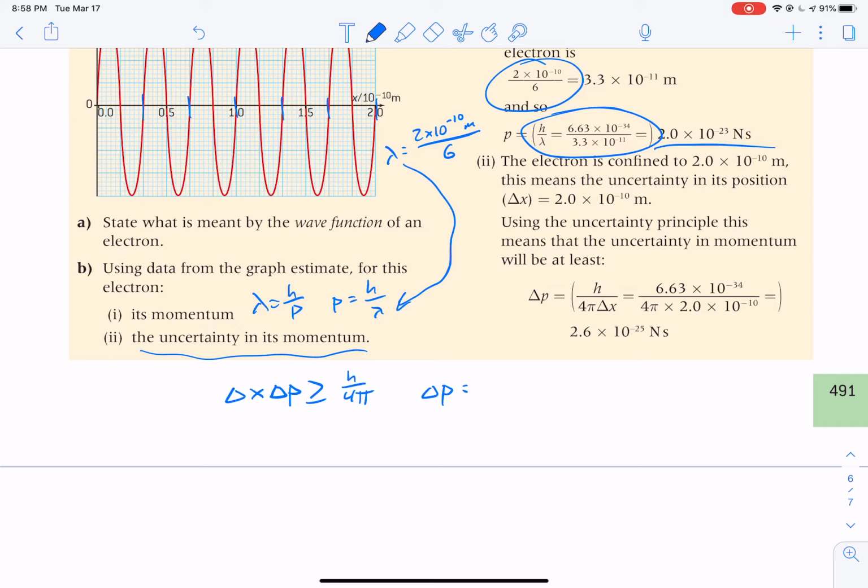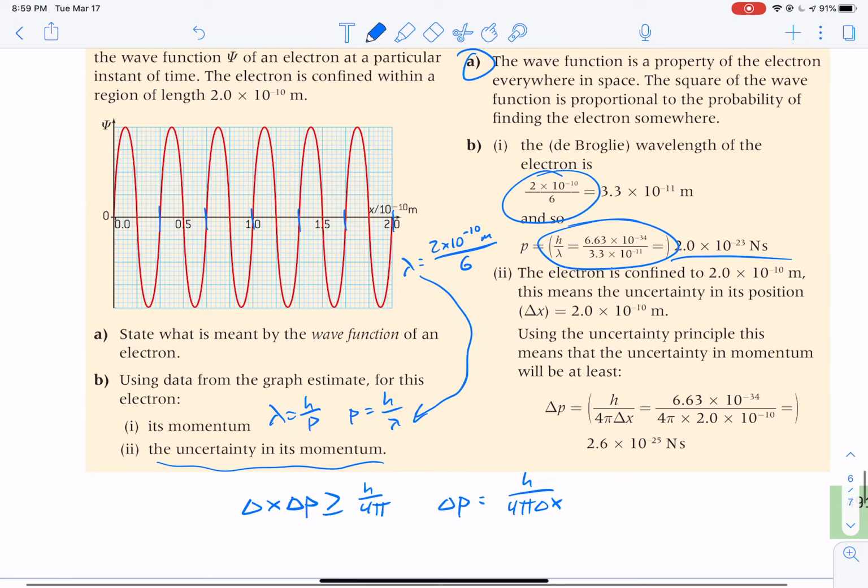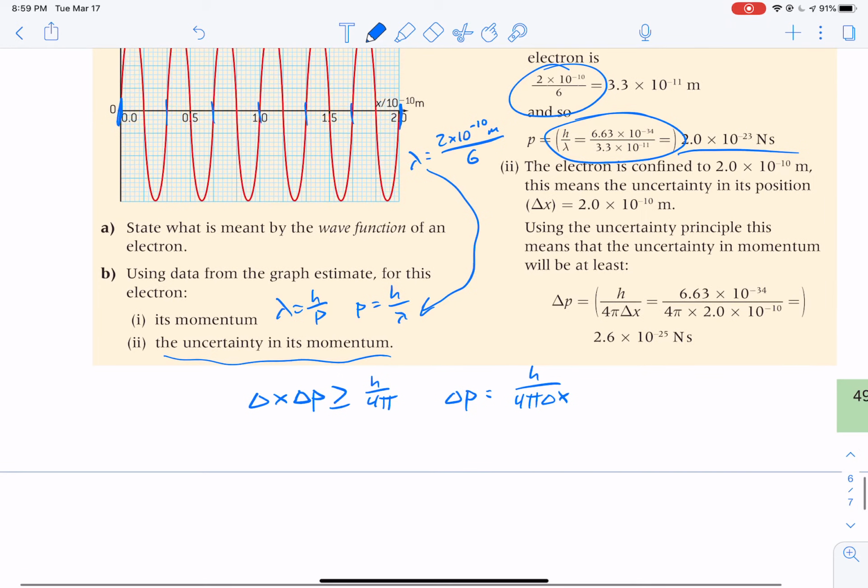And so if I rearrange, delta p equals h over 4 pi delta x. Now I know I can find this electron anywhere between 0 and 2 times 10 to the negative 10th, and so delta x is going to equal 2 times 10 to the negative 10th meters. Plug that in there and just do the math, and there you go for the answer.